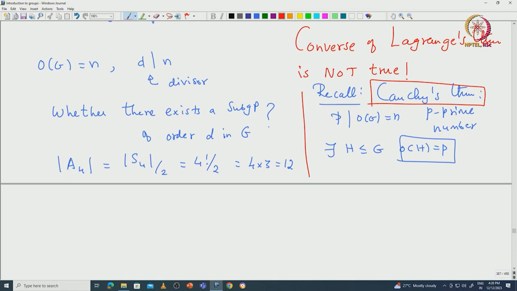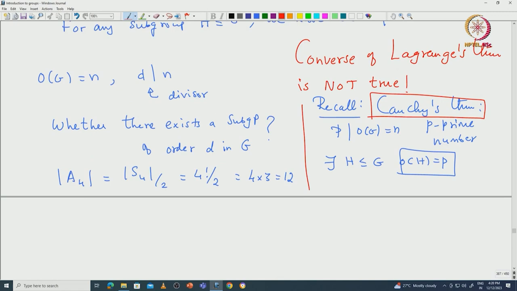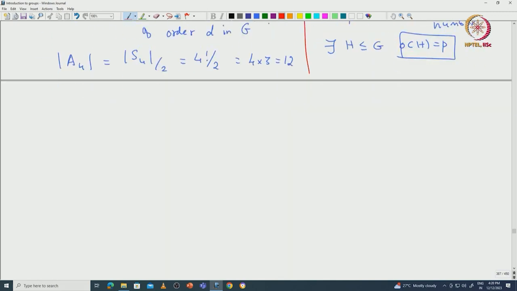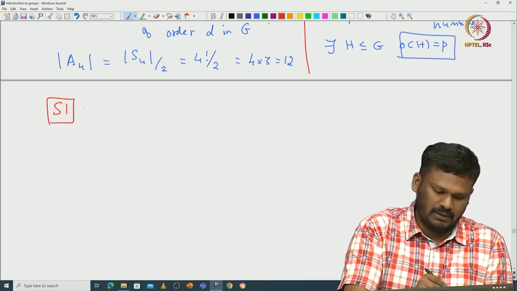Now what Sylow asked was whether this can be generalized to some prime power. First we will state this result for the highest prime power that divides the order of the group, and then we will see later that it must be true for any prime power. So let me state Sylow's theorem. Here is the first statement, I call it S1.